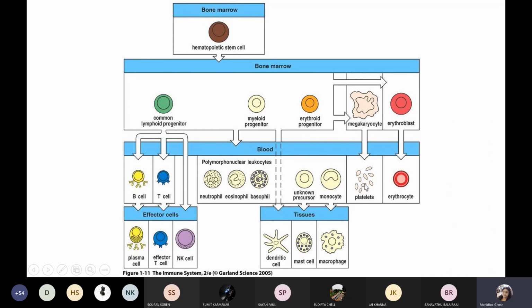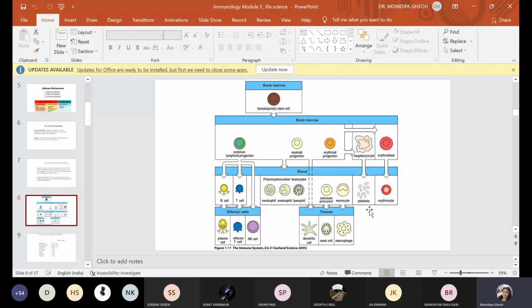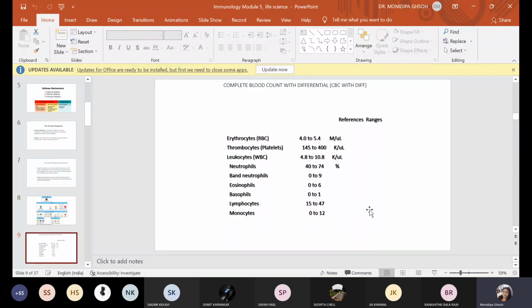Platelets are not fully grown cells, they are created by the fractionation of the erythroid progenitor cells. They don't contain a nucleus and they are very small in size in comparison to other cells. The platelet, what is the function of the platelet? Do you know? Anybody can tell? Ma'am, helps in clotting of the blood. Yeah, very good.